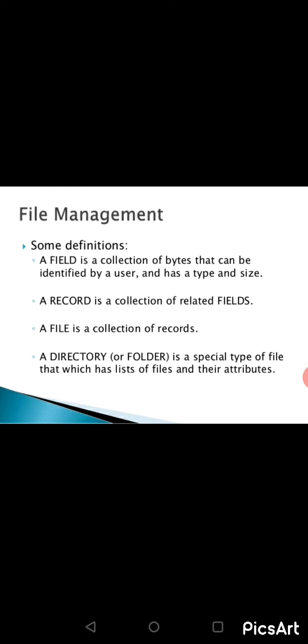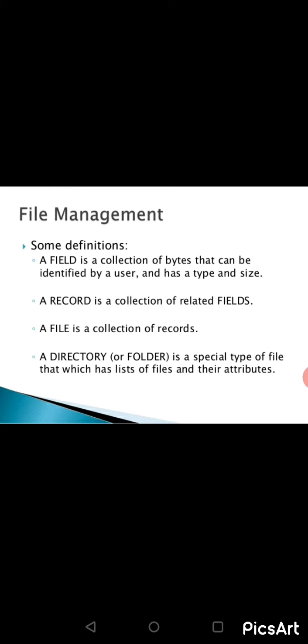Okay, so some definitions related to files are field, record, file and directory. A field is a collection of bytes that can be identified by the user, and it has a type and a size. Suppose there is an employee field, then it contains the employee name, id, designation, qualifications. So this is an employee field, and it contains its related info, that is attributes. So it is also known as a record.